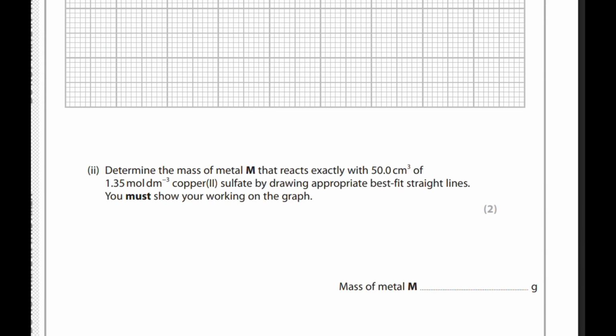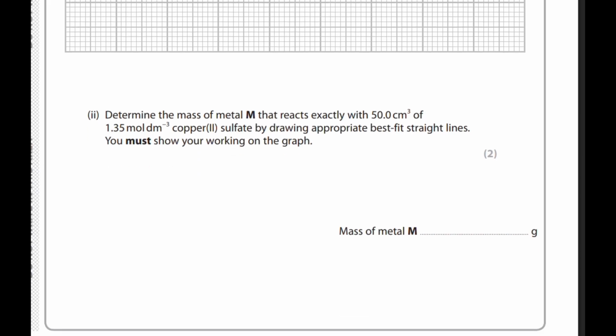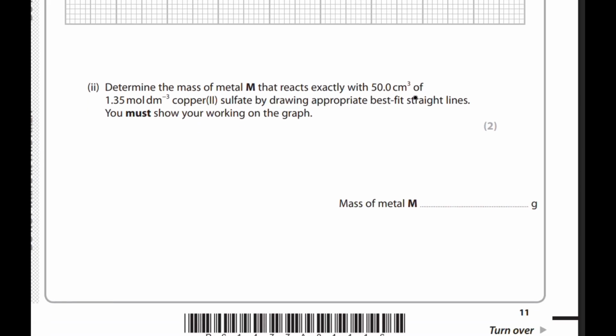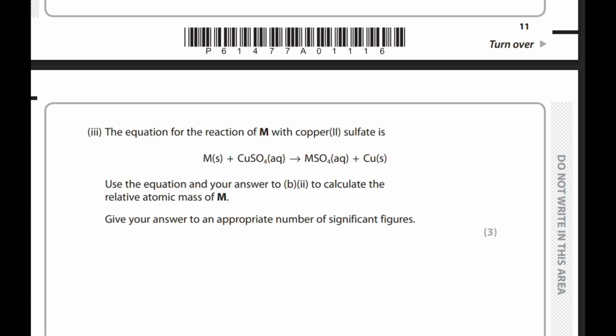Now, determine the mass of metal M that reacts exactly with 50 cm³ of 1.35 moles per dm³ copper sulfate by drawing appropriate best fit straight lines. You must show your working on the graph. Through the graph, you can find the mass that reacts with 50 cm³ of 1.35 moles per dm³ copper sulfate. From my graph it comes to 4.3. But I think 4.1 to 4.5 within this range is fine.